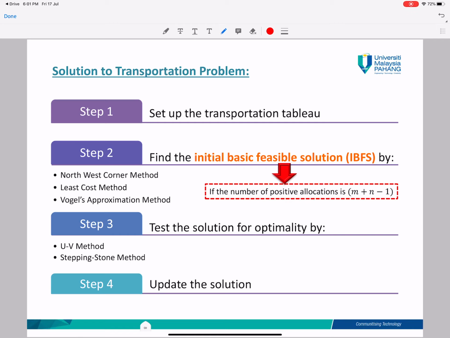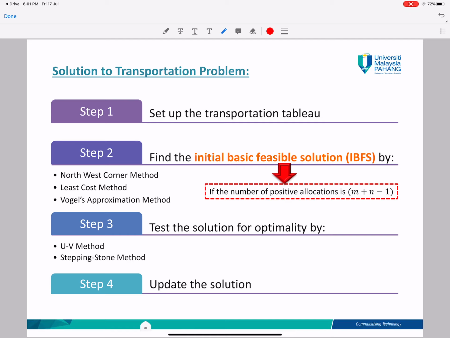Okay, step 2, find the initial basic feasible solution. Okay, sebelum you boleh cari optimal solution, you need to find the initial basic feasible solution. Okay, initial basic feasible solution ni you boleh pakai northwest corner method, least cost method, or Vogel's approximation method. Okay. Boleh pakai salah satu ni.